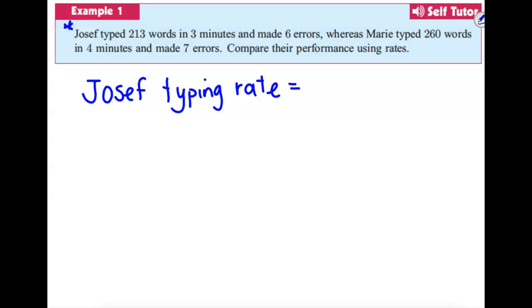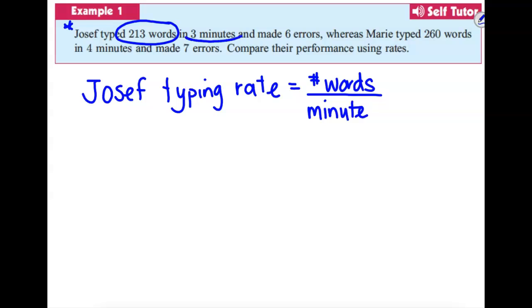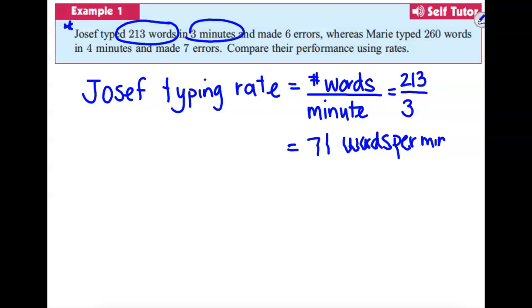It is the number of words divided by how long it took him to type. So that's our rate. So if we go up to that first sentence, he typed 213 words in 3 minutes. So 213 words over 3 minutes gives us a rate of 71 words per minute.